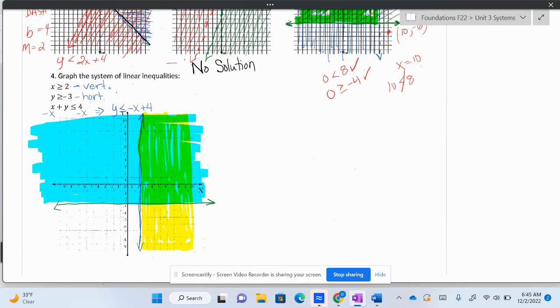And then my last one is going to be a slanted line. y is less than or equal to -x plus 4. So I begin at +4, and I go down 1 over 1, down 1 over 1, down 1 over 1, down 1 over 1. And it's going to be a solid line. Oops, I went crooked a little bit, sorry. Solid line like this. And because it's less than, I'm going to shade below it.